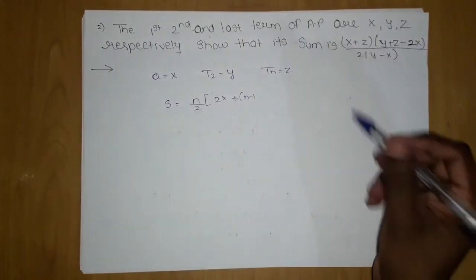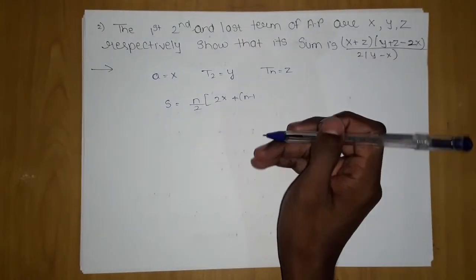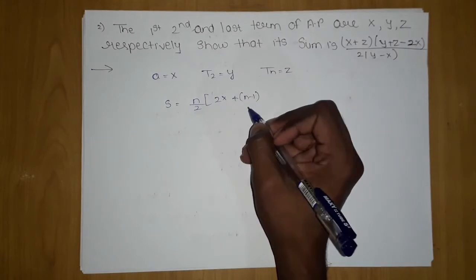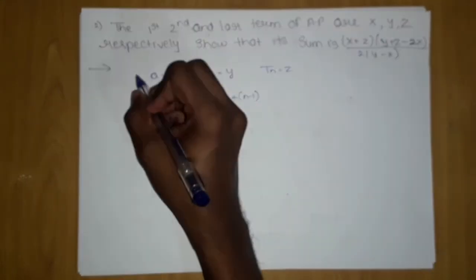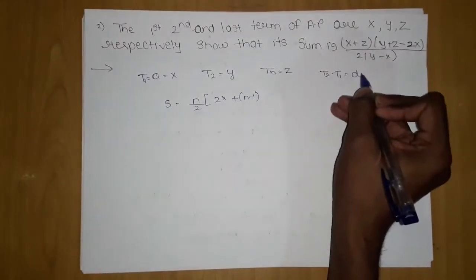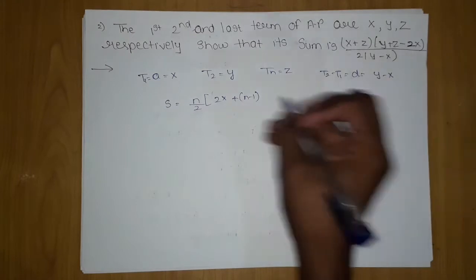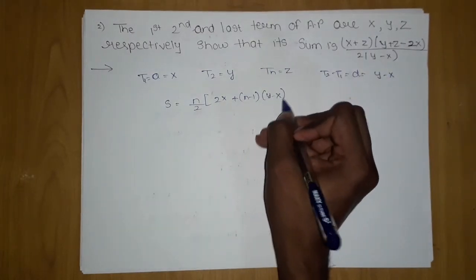There is no point in overthinking. Just write Sn with n minus 1 and see if anything is missing. d: how will you get it? The second term is this, the first term is this, so t2 minus t1 will give you d, which will be y minus x. So you got y minus x.